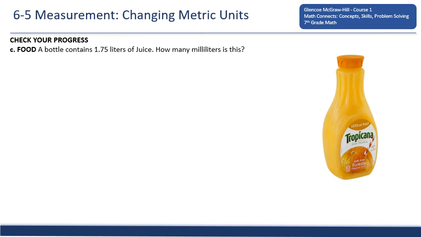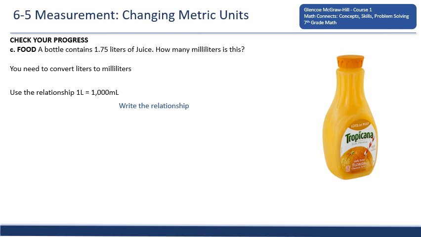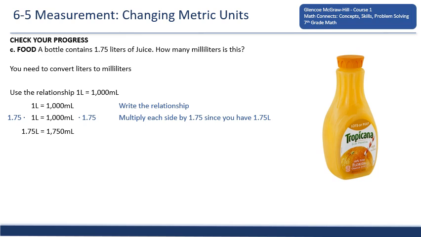Check your progress. A bottle contains 1.75 liters of juice. How many milliliters is this? You need to convert liters to milliliters. Use the relationship 1 liter equals 1,000 milliliters. We'll write that relationship, and we will multiply each side by 1.75, since you have 1.75 liters. 1.75 times 1 liter, 1.75 times 1,000 milliliters, and we get 1.75 liters equals 1,750 milliliters. And you could have simply moved the decimal point 3 places to the right in the 1.75.